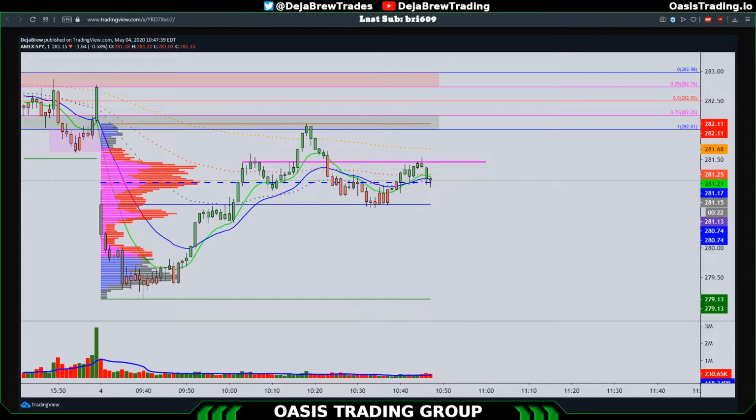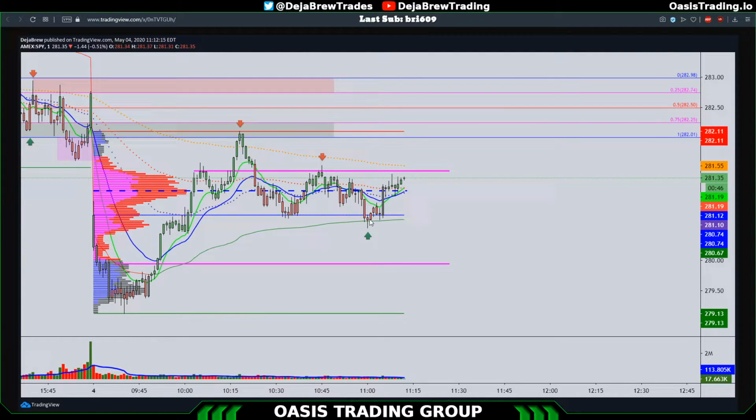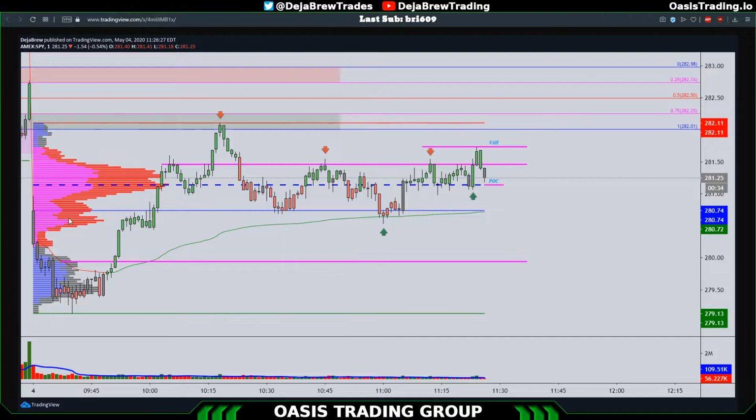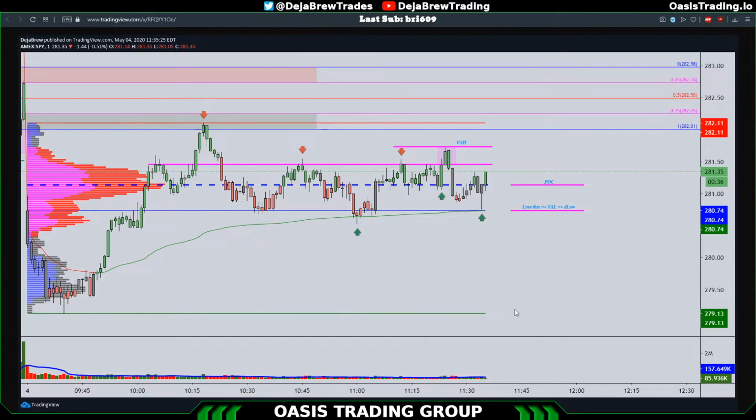Let me delete these as we go. So there's your range low being tested, popping back up into your accumulation high. Okay. So here is that value area high that we called out. Here's that POC being marked, and then I mentioned that if we lose the daily open, you're going to be looking for the value area low and the daily low, okay?